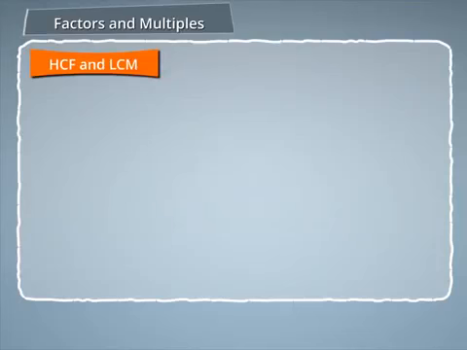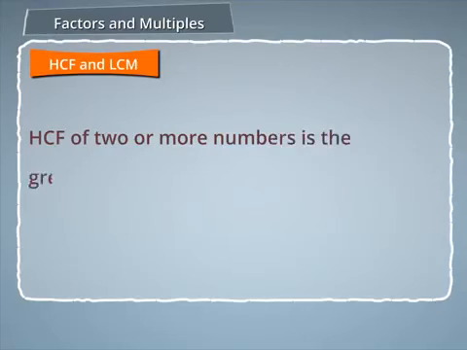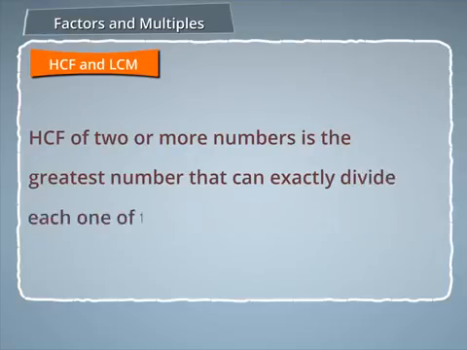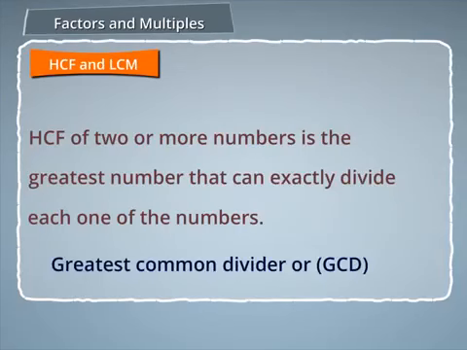highest common factor or HCF. HCF of two or more numbers is the greatest number that can exactly divide each one of the numbers. It is also called the greatest common divisor.